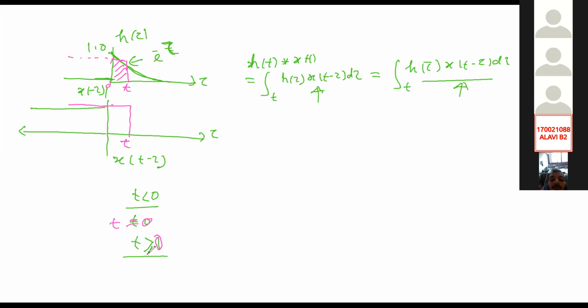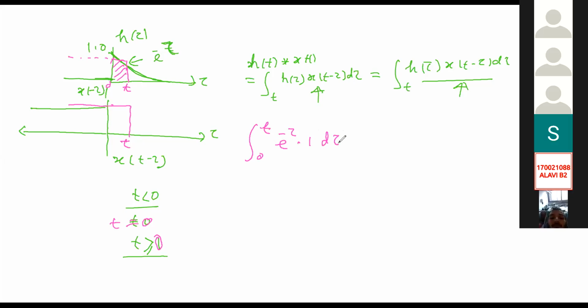But gradually, what will happen? The overlap area will be decreasing. The reason is that the signal is decreasing at a rate of e to the power minus tau. So if you want to evaluate the integral, your integral will be equal to what? From 0 to t, your h(tau) is equal to e to the power minus tau, and your x(tau) value is equal to 1, and you have to integrate it with respect to tau, isn't it? Is that clear? Yes, sir.